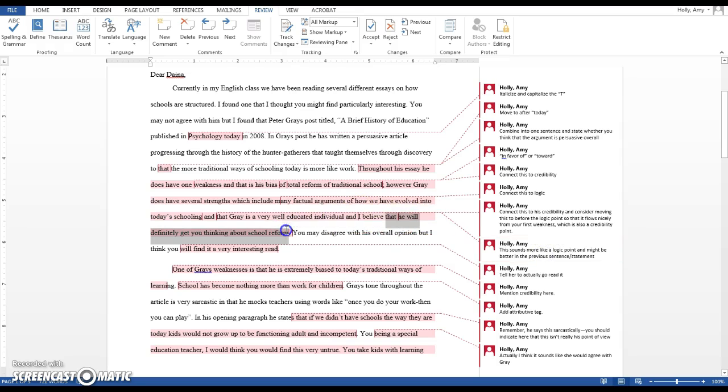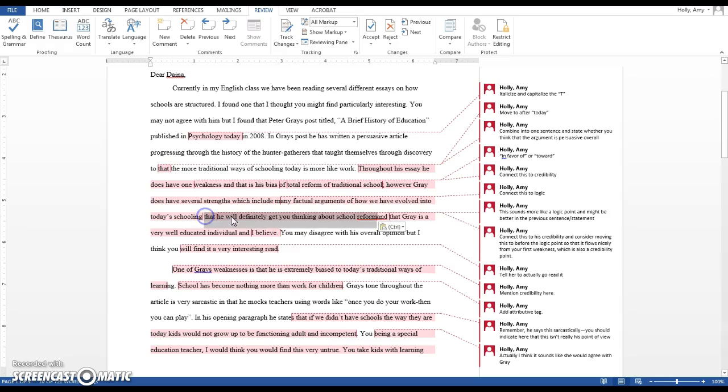This point here, he'll definitely get you thinking about school reform. That to me is related to his purpose, because that's his goal, right? Is to change the way people are thinking. So I think this sounds more like a logic point. So you might even drag this up to earlier when you make your logic point. So you could say something that will definitely get you thinking, something like this.